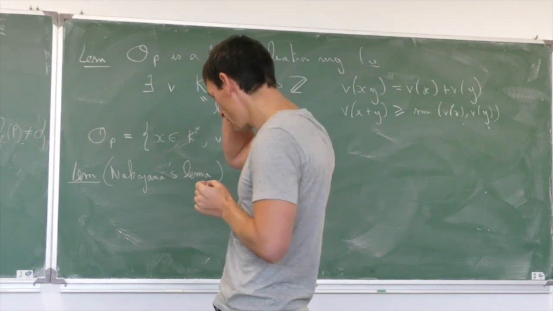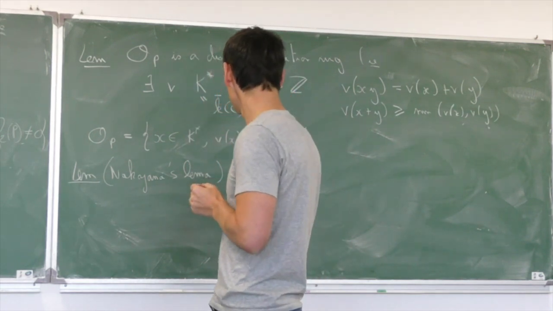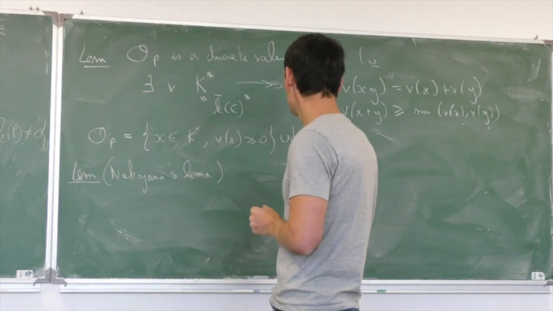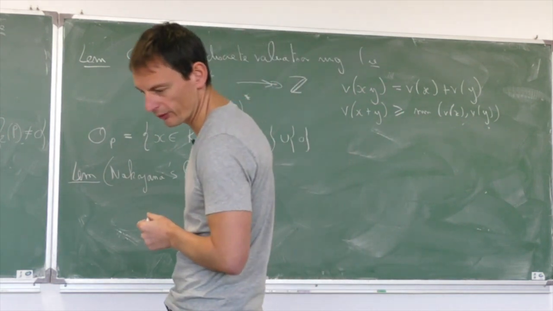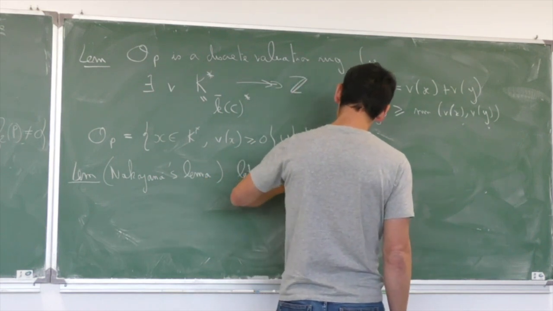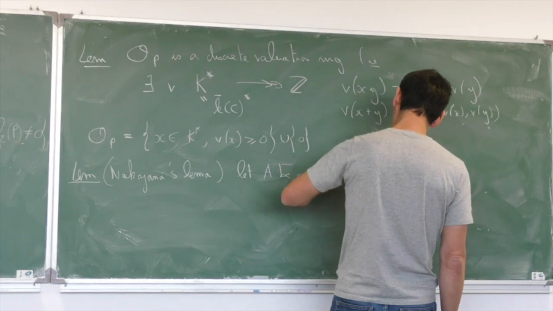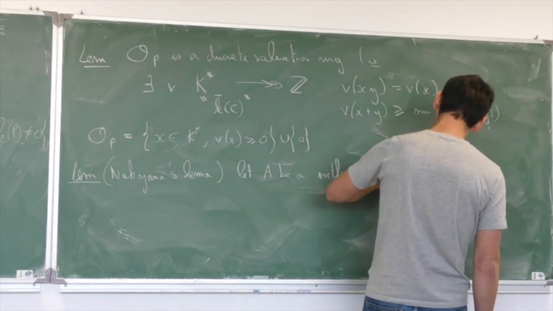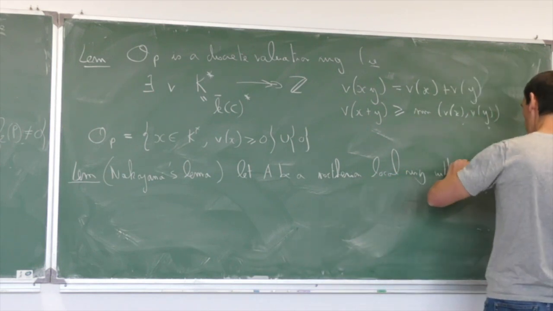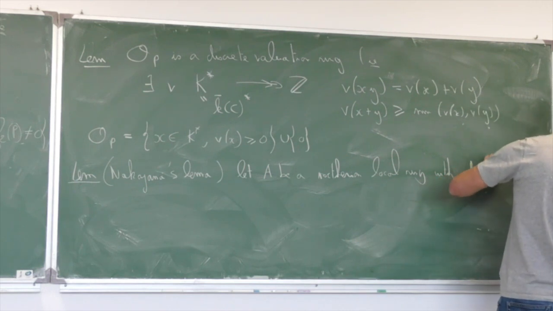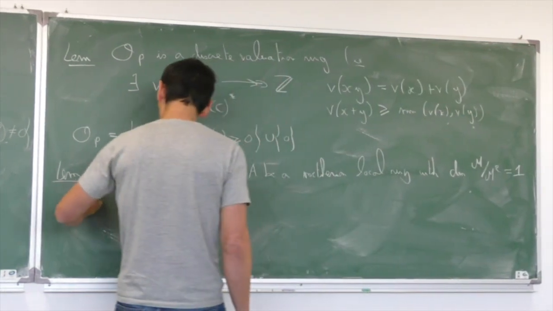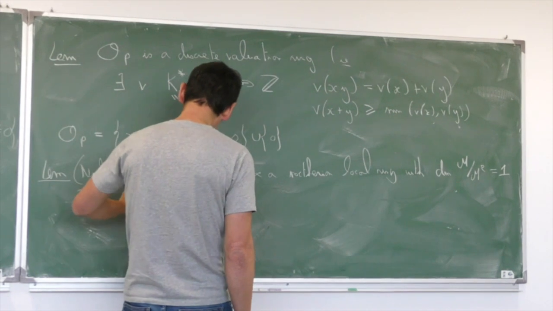But here I'm going to state it in the form that I need. There is something more general that you can find in the literature. For instance, there are plenty of books on commutative algebra, Atiyah's books, for instance. So let A be a Noetherian local ring with a maximal ideal M such that the dimension of M over M squared is 1. Then what you can prove is that M is principal.